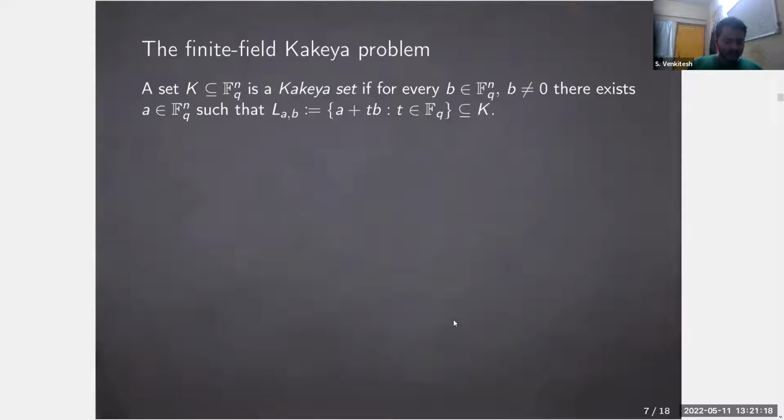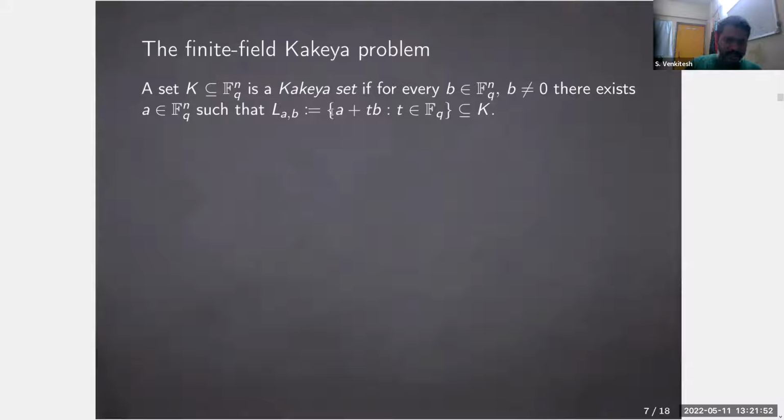So a set K in F_q to the n is said to be a Kakeya set if for every non-zero vector b, where a non-zero vector b is supposed to represent a direction in the vector space F_q to the n, there is a point a such that the line along the direction b passing through the point a, which I denote as L_{a,b} and which is parameterized as a plus t b, where t varies over F_q, is contained in K.